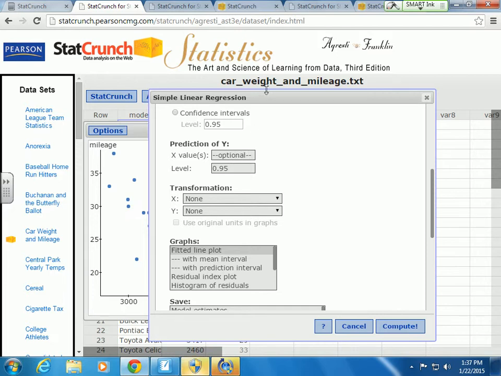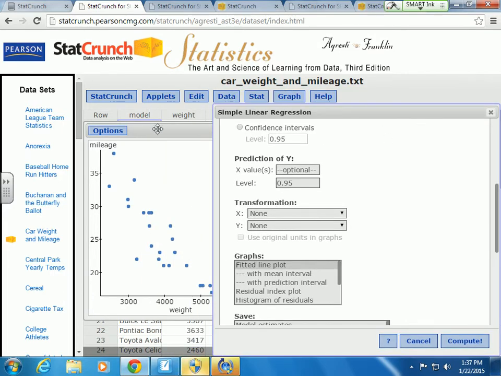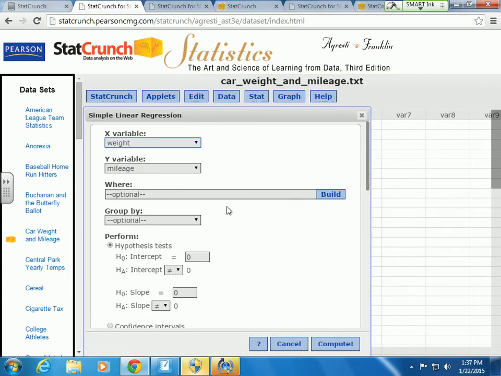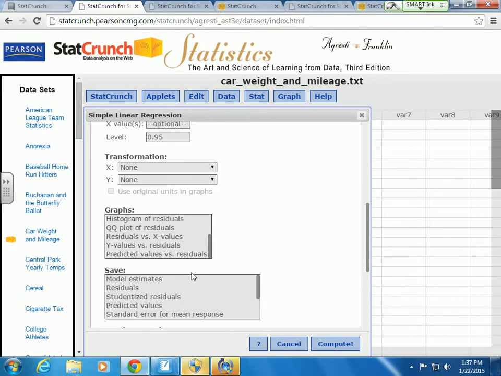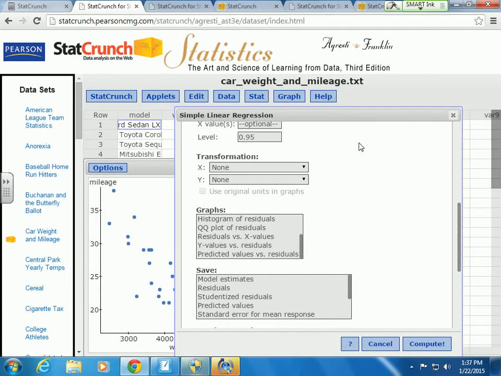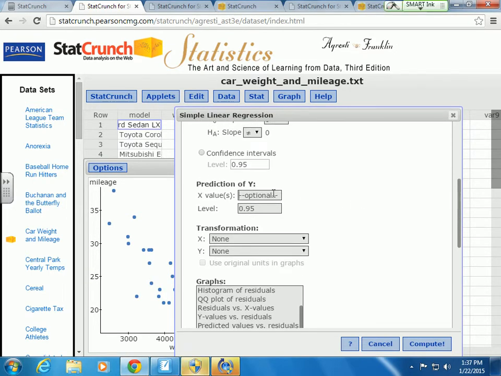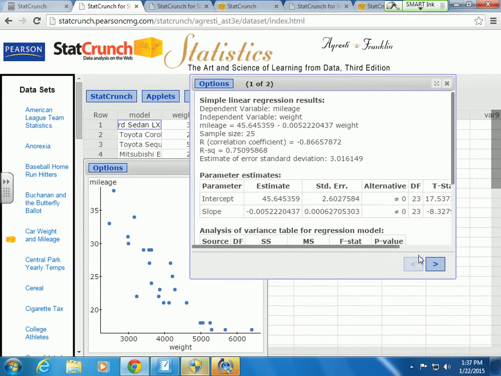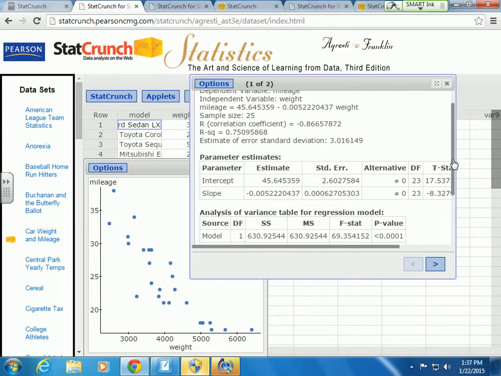The x variable is the weight, the y variable is the mileage, and we're not going to be doing any hypothesis tests or things like that, or confidence intervals, but we may be able to do a prediction. So let's do a prediction of one of the data points. I'm going to move here, and I'm going to do the prediction at 2590. So I'm finding one of those data points, and the level of 95, just keep that as it is. And I'm going to compute it. Okay, so here it comes up.